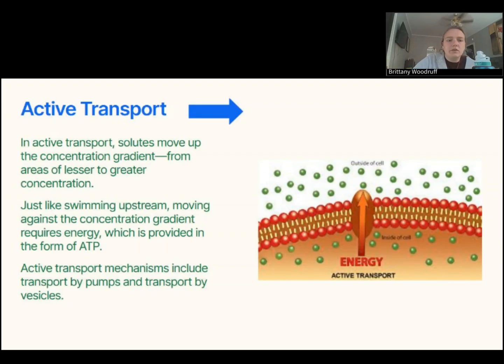So in active transport, solutes are going to move up the concentration gradient, meaning from areas of lesser to greater. You can think of it like swimming upstream, right? It's harder to swim upstream, so it makes sense that you are using more energy. Active transport is going to require energy in the form of ATP. Anytime you hear ATP, you should be thinking energy.